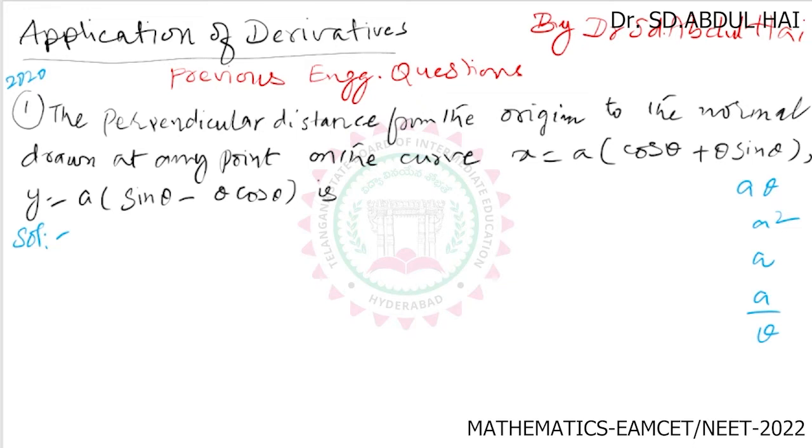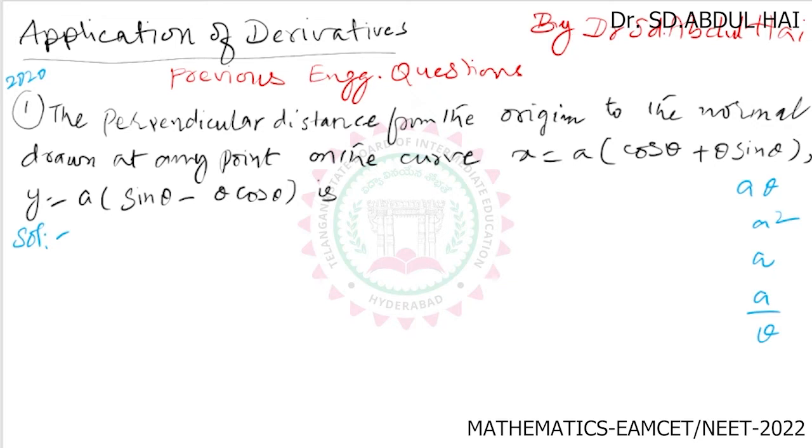The first question is: the perpendicular distance from the origin to the normal drawn at any point on the curve x = a(cos theta + theta sin theta) and y = a(sin theta - theta cos theta) is. The options are a theta, a square, a and a theta.